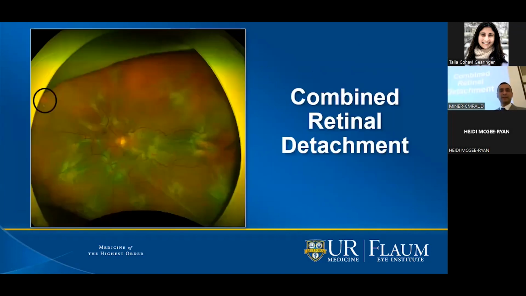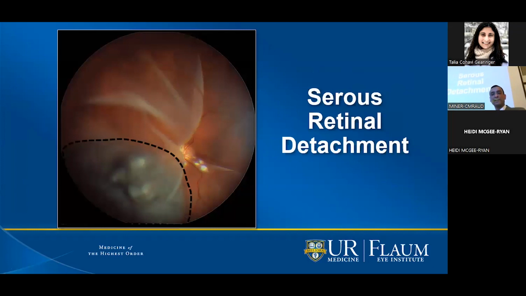Here's another example of a combined traction and rhegmatogenous detachment. You can see a tiny hole right here and a bunch of scar tissue on the surface, causing the retina to bunch up, causing the retina to detach. Here is an example of a malignant tumor shown here with the dotted line that's causing fluid accumulation and leading to a serous retinal detachment.